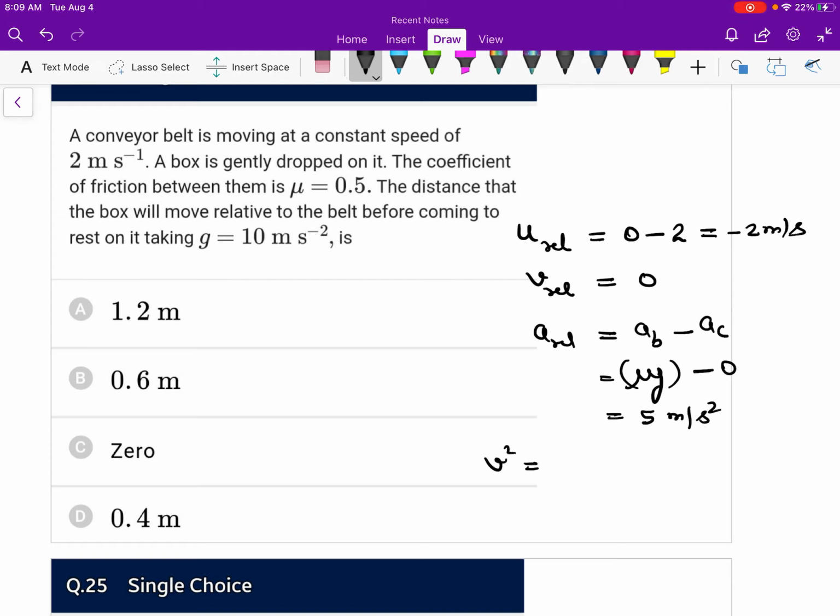Now from the third equation, v square is u square plus 2as. So v is 0, and a relative is 5 meter per second square. So 0 is minus 2 square plus 2a s, with acceleration being minus 5, into s. So that is minus 4 by 10, which is minus 0.4 meter. So relative to the belt, the box moves 0.4 meters. The distance the box moves relative to the belt is 0.4 meters. This is displacement.